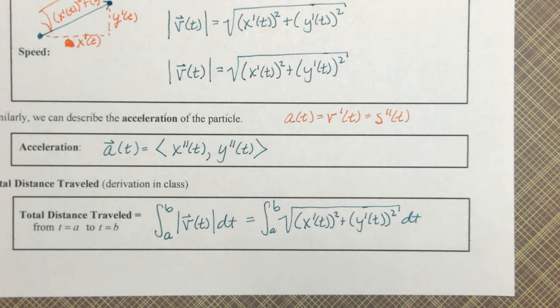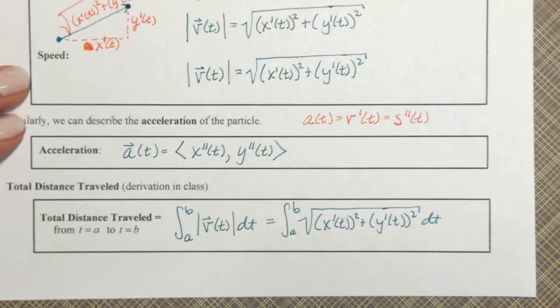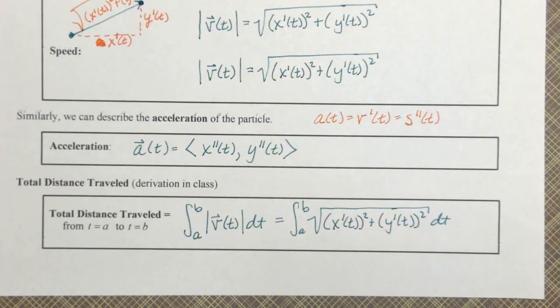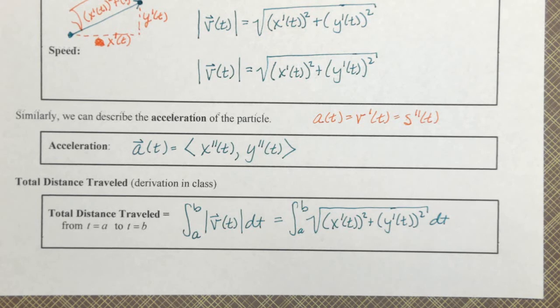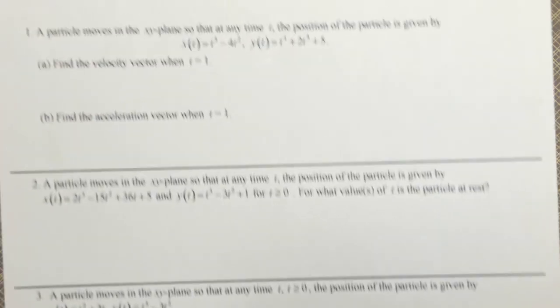So those are all of our formulas. Those are all of the components that we consider when we are describing the motion of a particle along a curve described by a pair of parametric equations. Let's take a look at some examples.